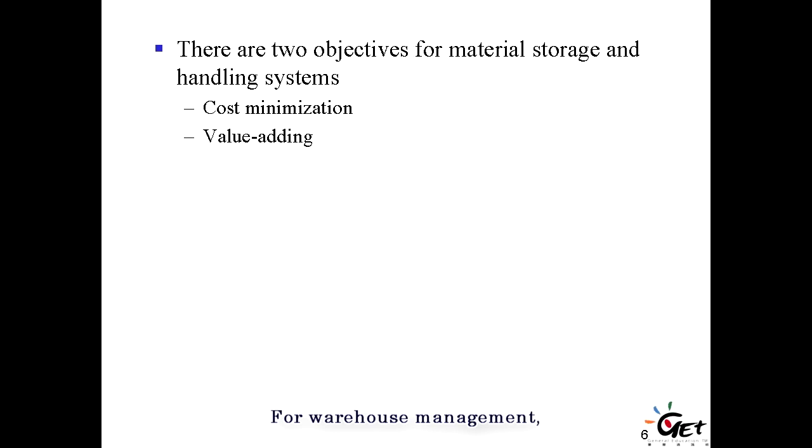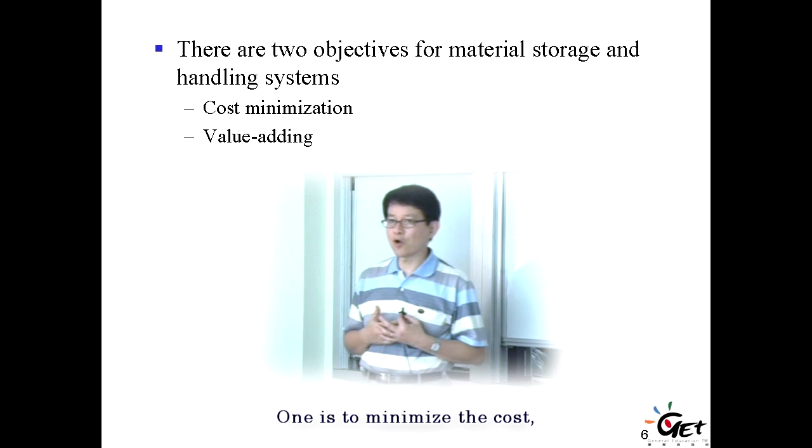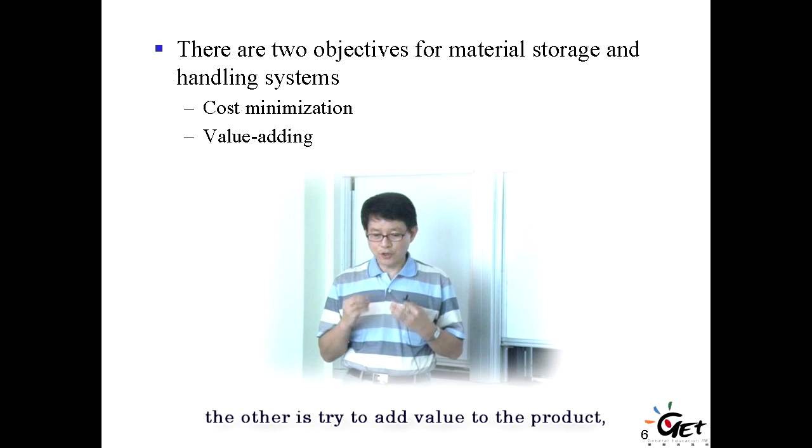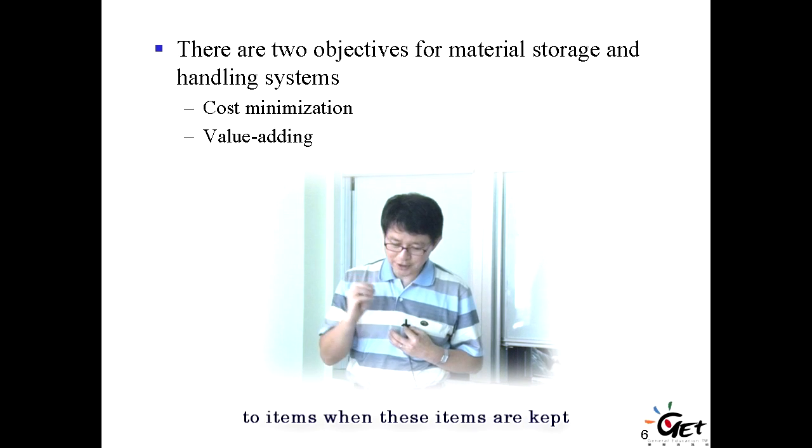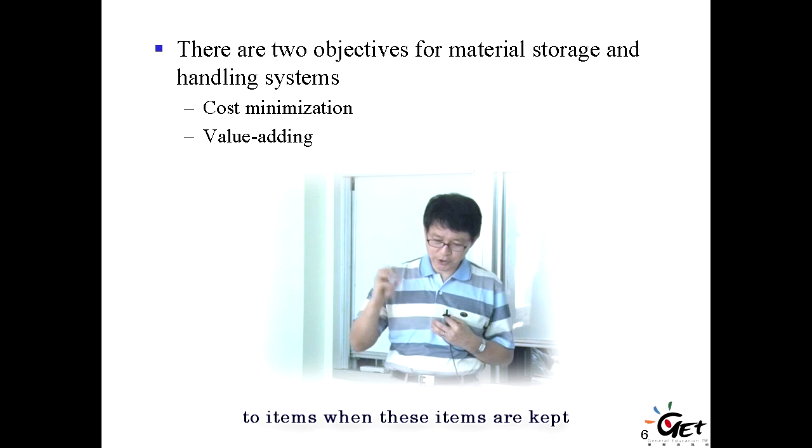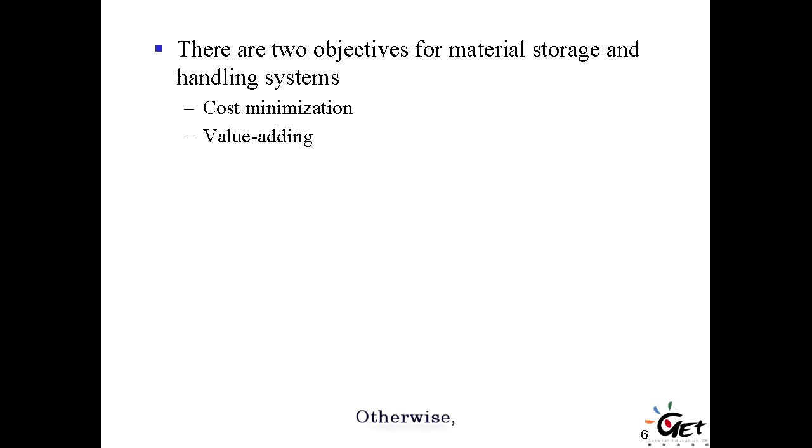For warehouse management, we also need to have two objectives. One is to minimize the cost. The other is to try to add value to the products, to the items, when these items are kept in the warehouses. Otherwise, if your items are just stored in the warehouse and cannot be added value, why should you store these items in your warehouse? Why not just skip this step and directly ship these items to the places that need them, right? So we try to add value.